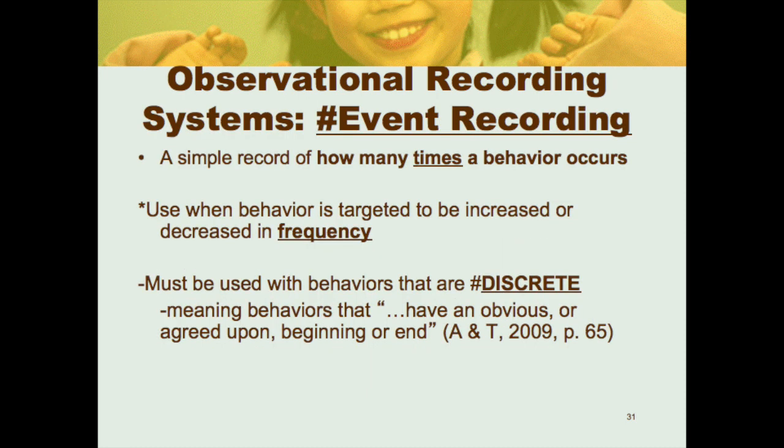One common observational recording system is event recording, which is a simple record of how many times the behavior occurs within an interval. And so this can be used with frequency data collection. It must be done with behaviors that are discrete, which means they have an obvious or agreed upon beginning or end.